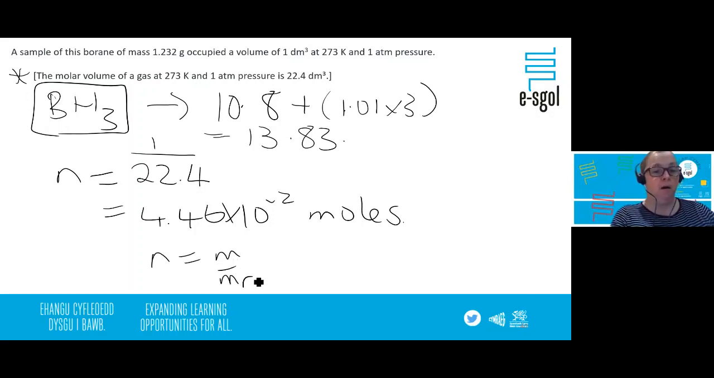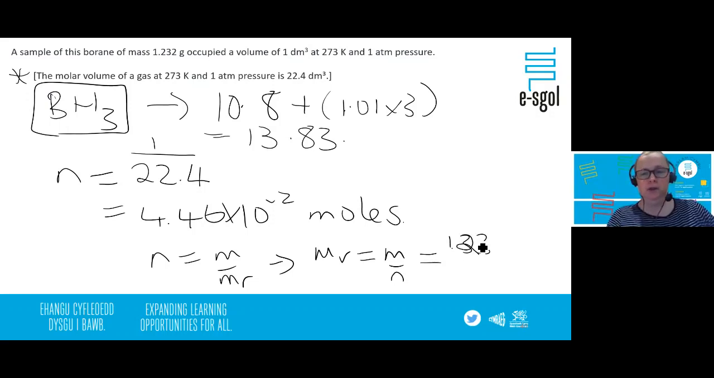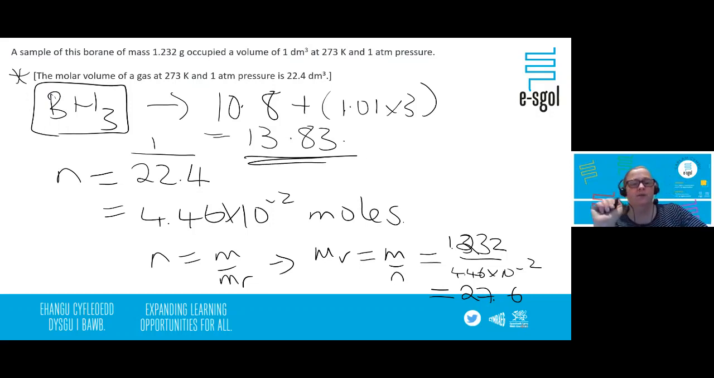n is equal to m divided by Mr, okay? Rearranging that to get to what you want, which is the Mr. Mr is therefore m divided by n. So if you put in the numbers that we've just got, which is 1.232, the number of moles we've just worked out, which is 4.46 times 10 to the minus 2, it gives out to you the molecular mass of 27.6. Okay, so if you look at it, we know that BH3 itself weighs 13.83.